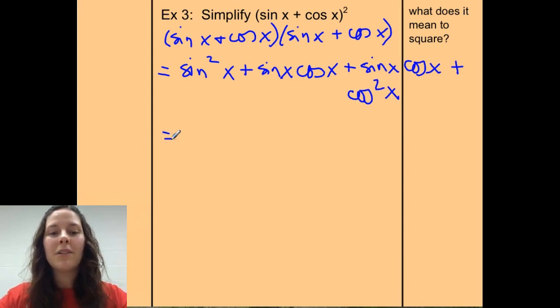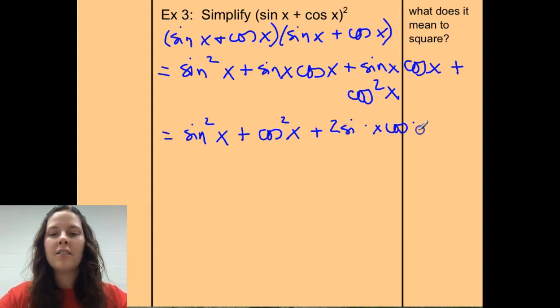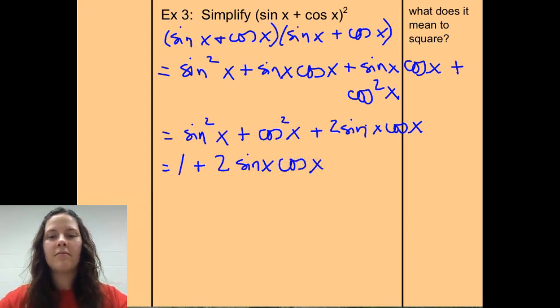Rearranging this a little bit, I'm going to put my sine squared plus cosine squared together because that's our Pythagorean identity. And then we have sine times cosine plus sine times cosine, which is 2 sine of x cosine of x. Sine squared plus cosine squared is 1. So we have 1 plus 2 sine x cosine x. This one can't be simplified any further, so we're done.